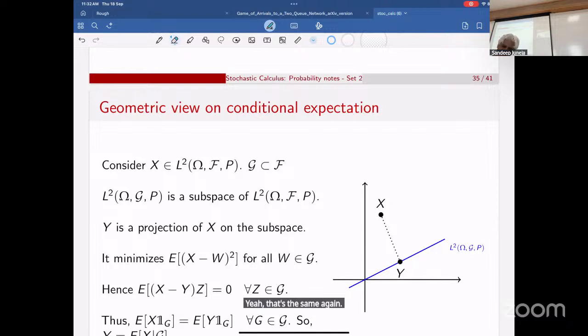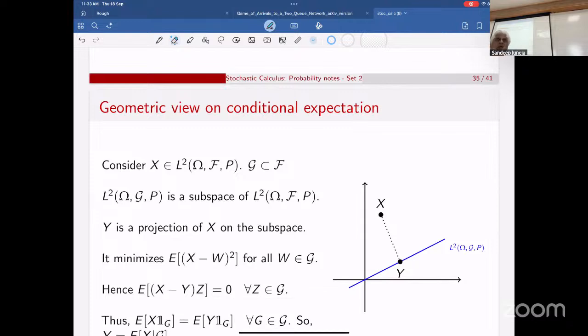So you understand this whole space is all the random variables in the L2(Omega, F, P) space. This is a subspace: all the random variables which have the second moment and belong to the L2(Omega, G, P) space. Certainly, if you belong to L2(Omega, G, P), you also belong to L2(Omega, F, P).